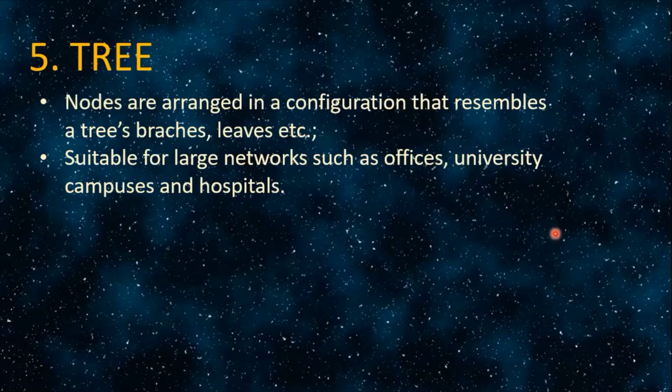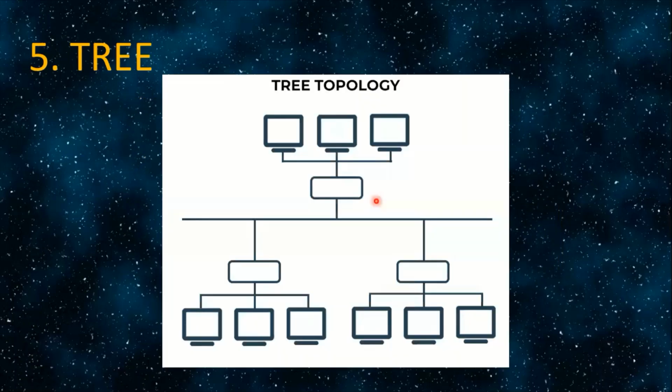The tree topology, in which nodes are arranged in a configuration that resembles trees, branches, leaves, trunk, etc., suitable for large networks such as offices, university campuses, and hospitals. This is an example of a tree topology. Here, so that we can understand it better, we have the supposed trunk. Here we have the three branches, and here we have the leaves, being the most far from each other.